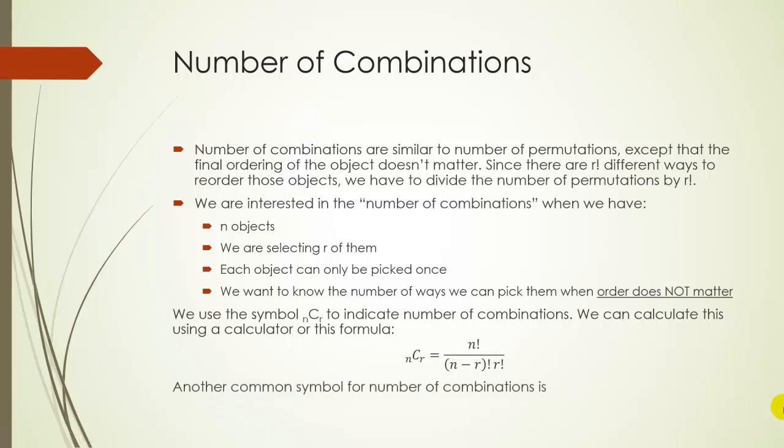Another common symbol to indicate number of combinations looks like this: n over r in parentheses. There's no division bar here. It's just n over r with parentheses, and that's just an alternative way of writing nCr. N over r is more common in more math-based classes, where nCr is more common in applied statistics classes. Either way, they mean the same thing. The TI-84 and TI-83 calculators use the symbol nCr instead.